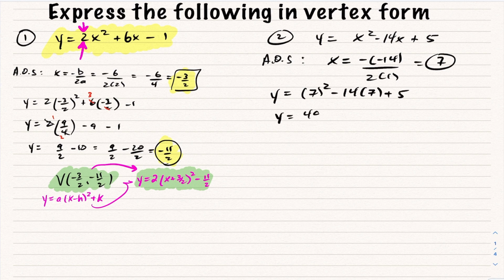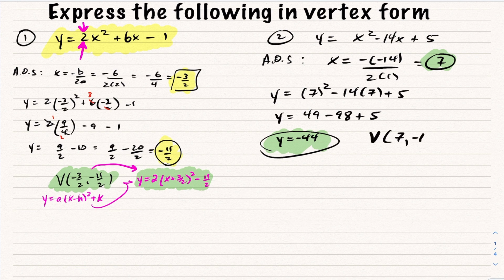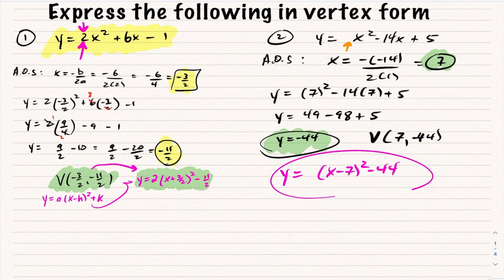And we end up getting 49 minus 98 plus 5. You end up getting y equals negative 44. So I have the y-coordinate of my vertex and the x-coordinate of my vertex. Putting this together, the vertex of this quadratic is going to be (7, negative 44). But like I said, the a value is the same. The a value here is not written, but it would be 1. So the answer to this quadratic is going to be y equals (x minus 7) squared minus 44.